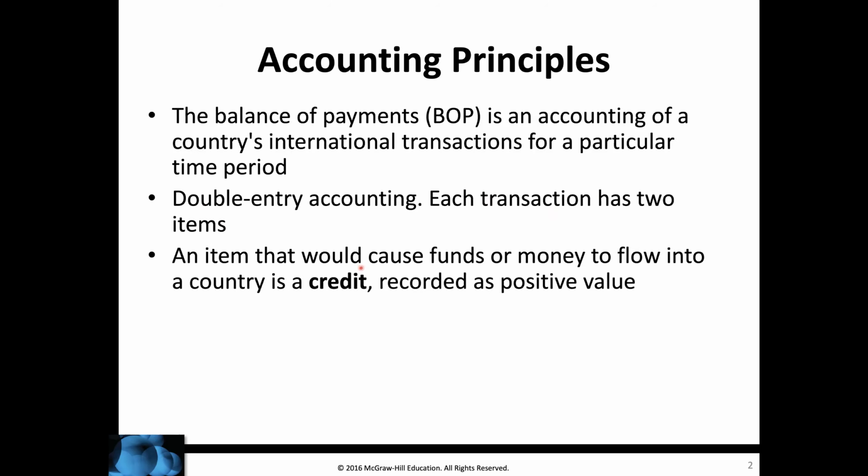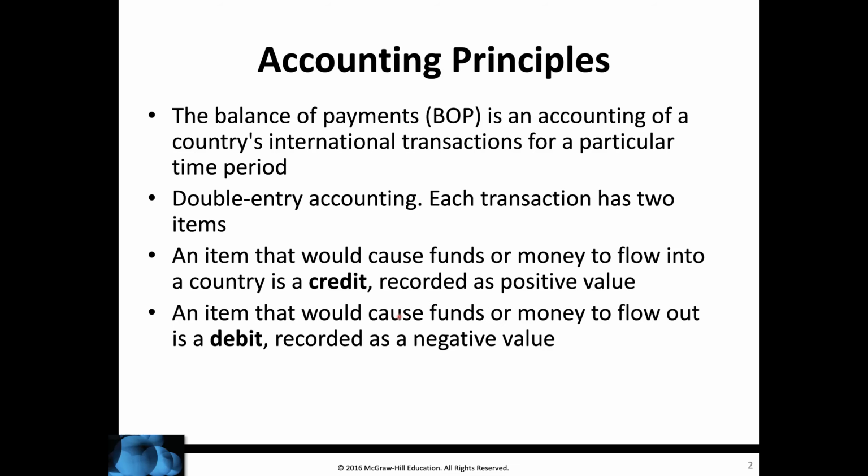An item that would cause funds or money to flow into a country is a credit, recorded as a positive value. So the way you could think of this, if you know anything about accounting, when a firm accounts for revenue coming into a business, the normal balance of a revenue account is a credit balance. So if the money flowing into a country is a credit, that's a good thing.